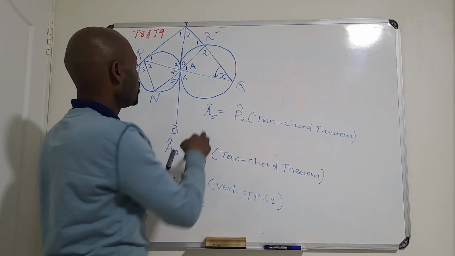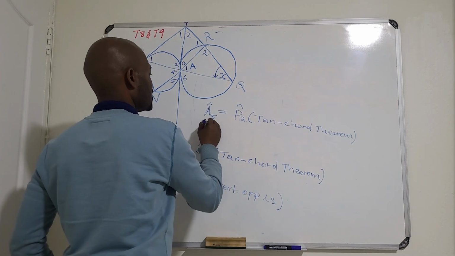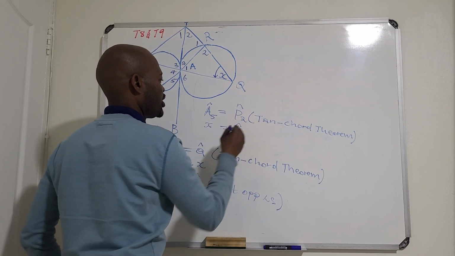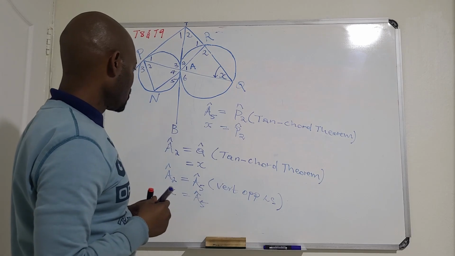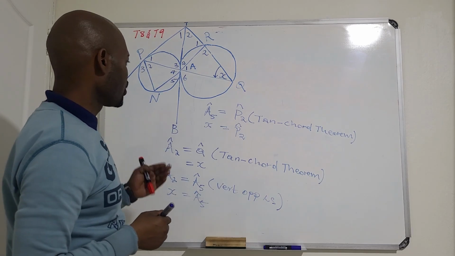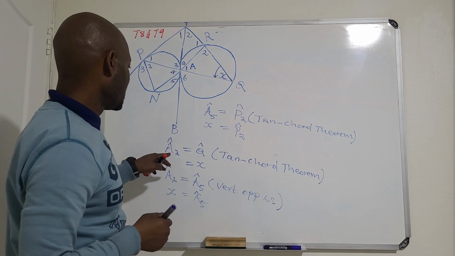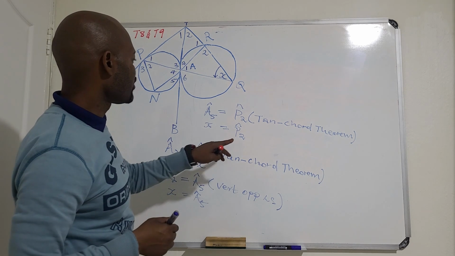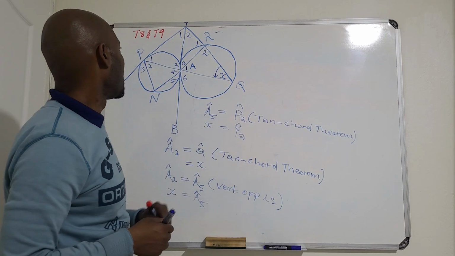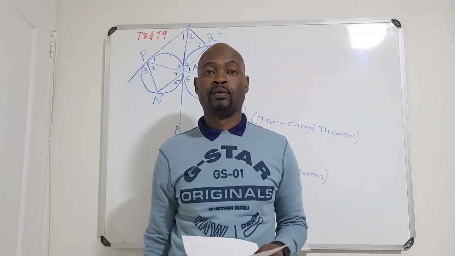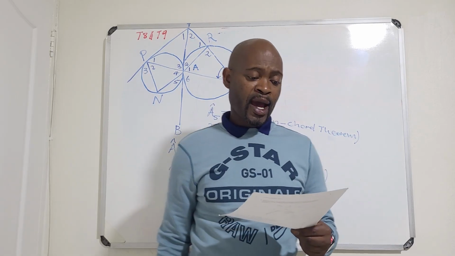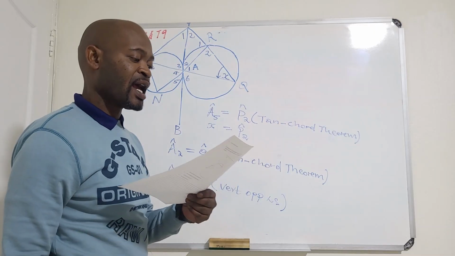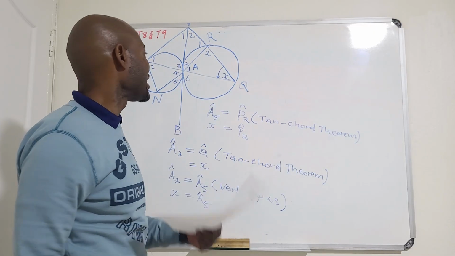Now, we know A5 is x, which is equal to angle P2. So we do have three angles which are equal to x. It's A2, we also have A5, we also have P3, which are equal to x. Now, 8.2, we are told, prove that APTR is a cyclic quad.